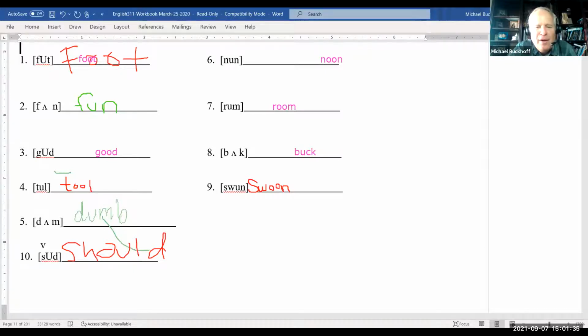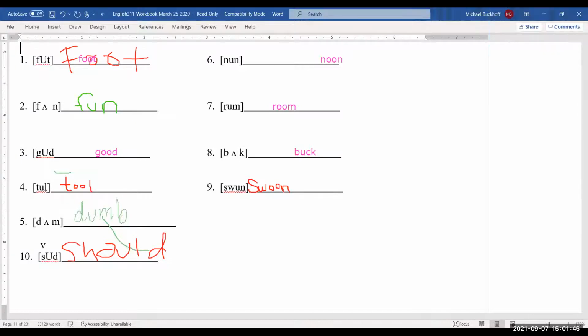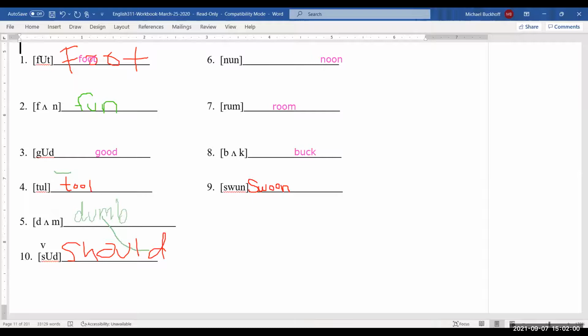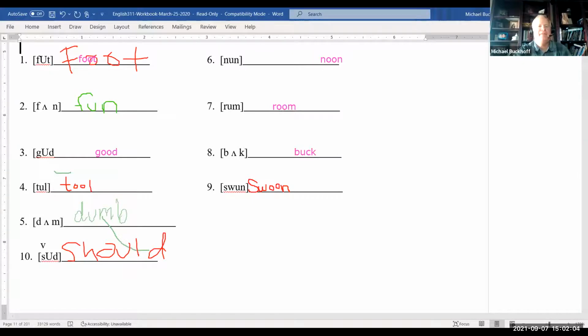Noon, room, buck, swoon, should, dumb, tool, good, fun, and foot. Exactly. Any questions on these? For number 10, how does the S sound give the shush sound? I thought that was a different lettering. Yeah, the S with the little wedge on it is an SH sound. Oh, I didn't see the wedge. Yeah. Okay, my bad. That's it. Thank you very much.